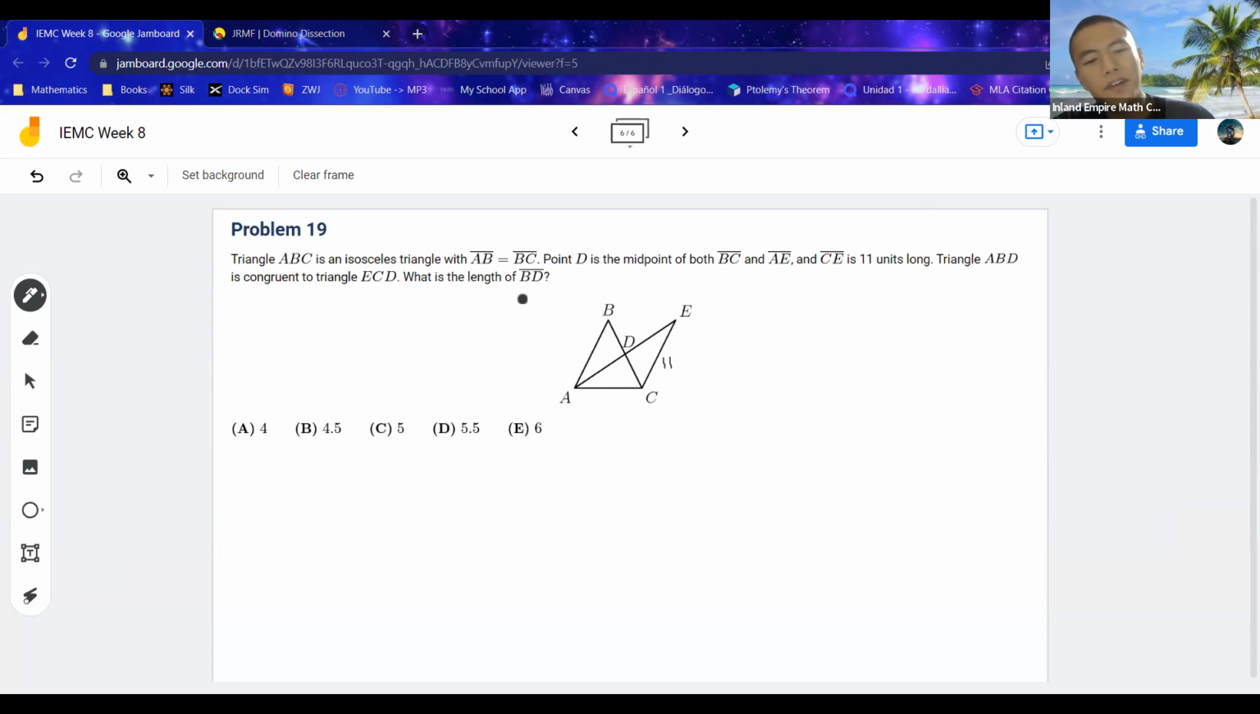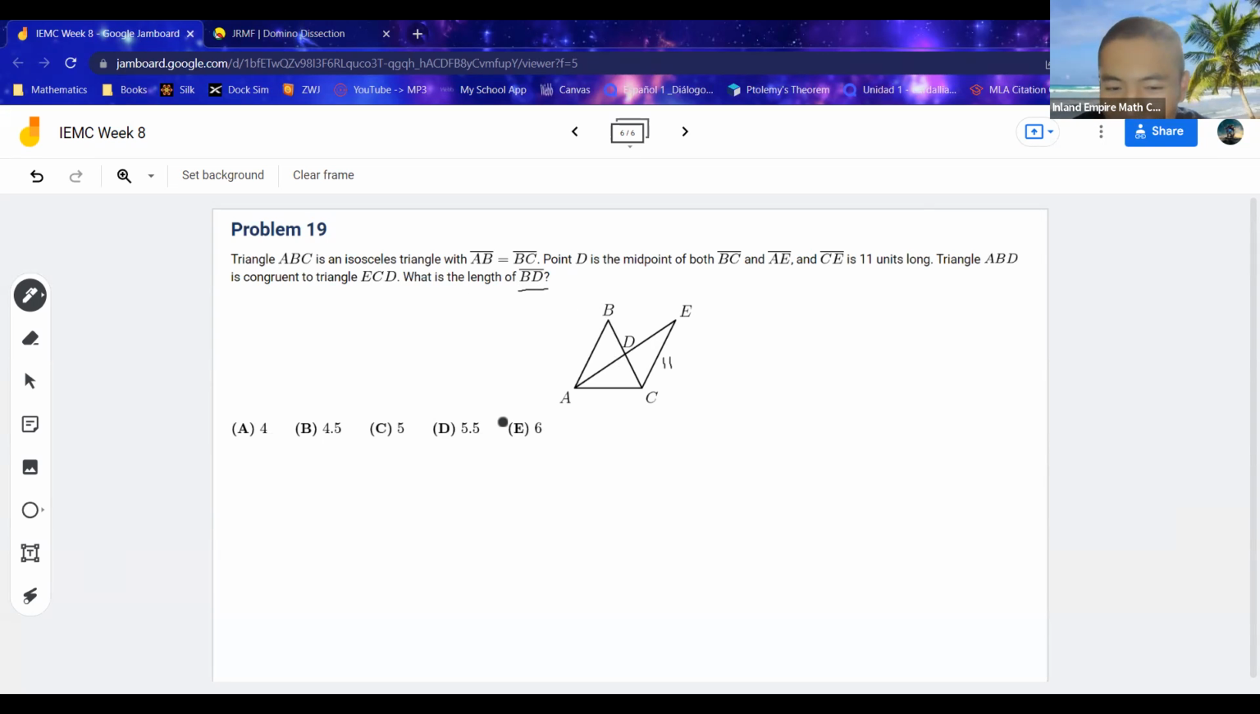Yeah. And we're trying to figure out the length of BD. So why don't we go ahead and mark this? Not B and D, the length of this line, BD. Oh, BD, that's easy.